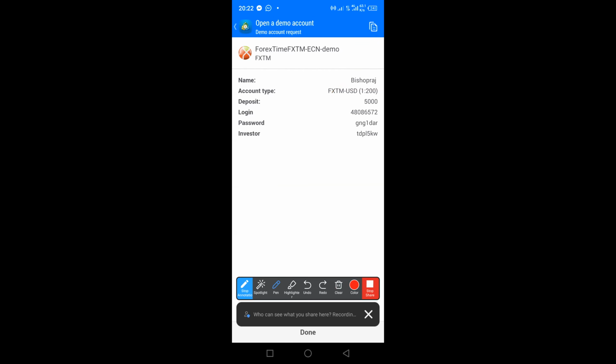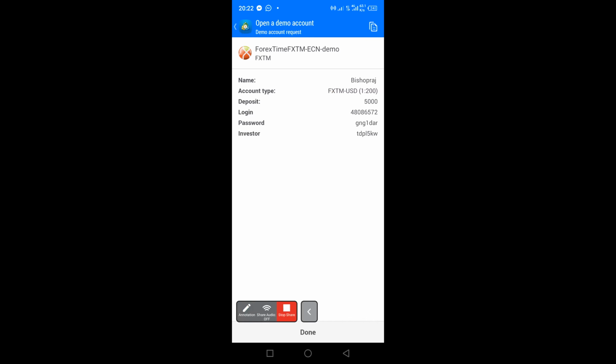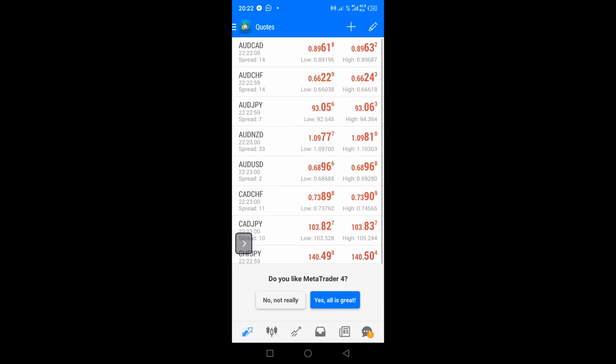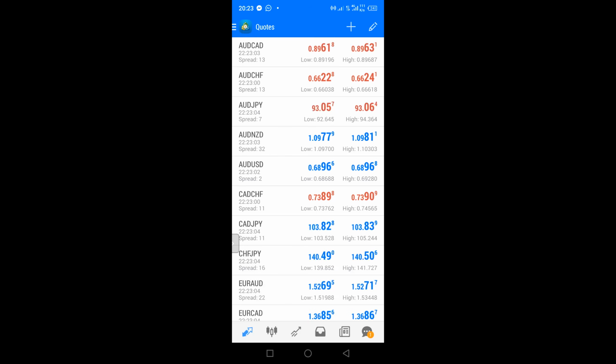So let's clear all of this. All right, so I will click on done at the base of this screen. I click on done, and once I do that, it opens up by default to the very first page.